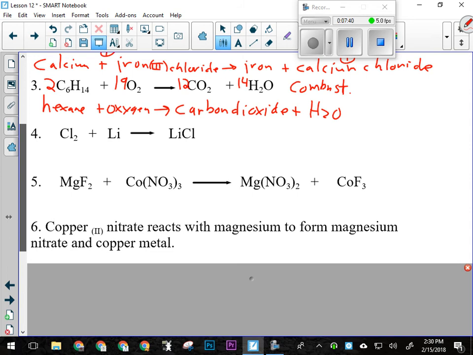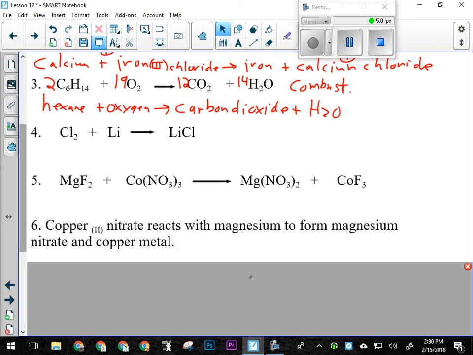Okay, I want you to try those 3. Obviously, this one works a little bit different. Now I'm giving you the reaction in words. You're going to have to write it out in formula form. All right, so number 4, I've got chlorine, which is an element, reacting with lithium, which is also an element. They're producing a single compound. What reaction type is that? That's a synthesis reaction.